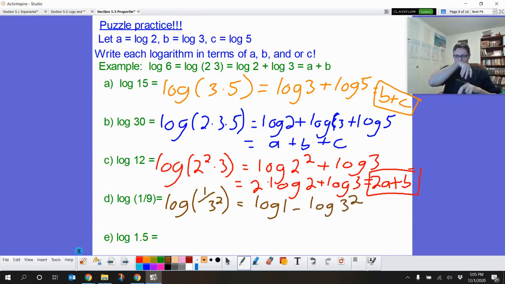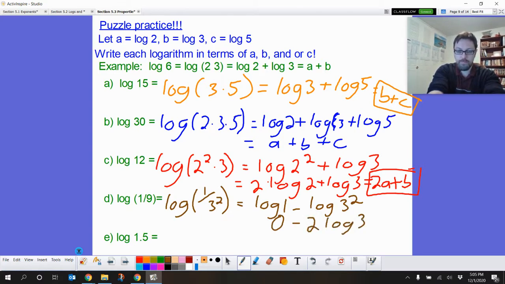Oh, but we know what the log base b of 1 is. If you put 1 into any logarithm, you get a 0. So that is just 0. So this is 0 minus 2 times the log of 3, which equals negative 2b. Oh, cool.